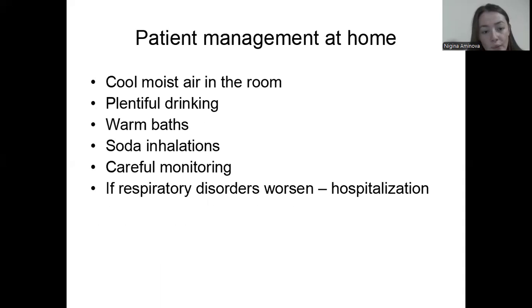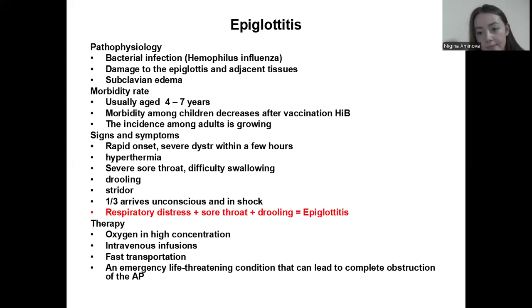Patient management at home: cool, moist air in the room, plentiful drinking, warm bath, soda inhalations, careful monitoring. If respiratory disorders worsen, hospitalization.